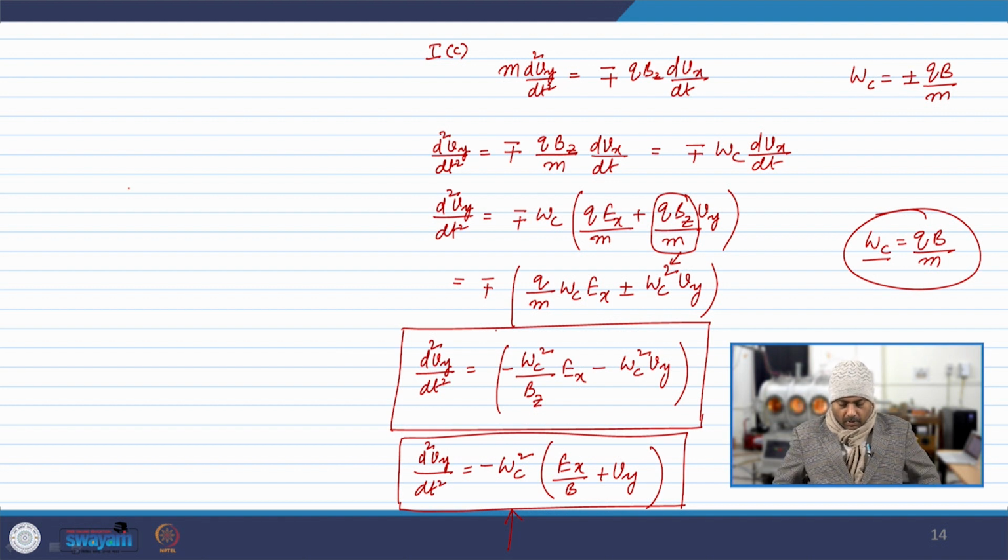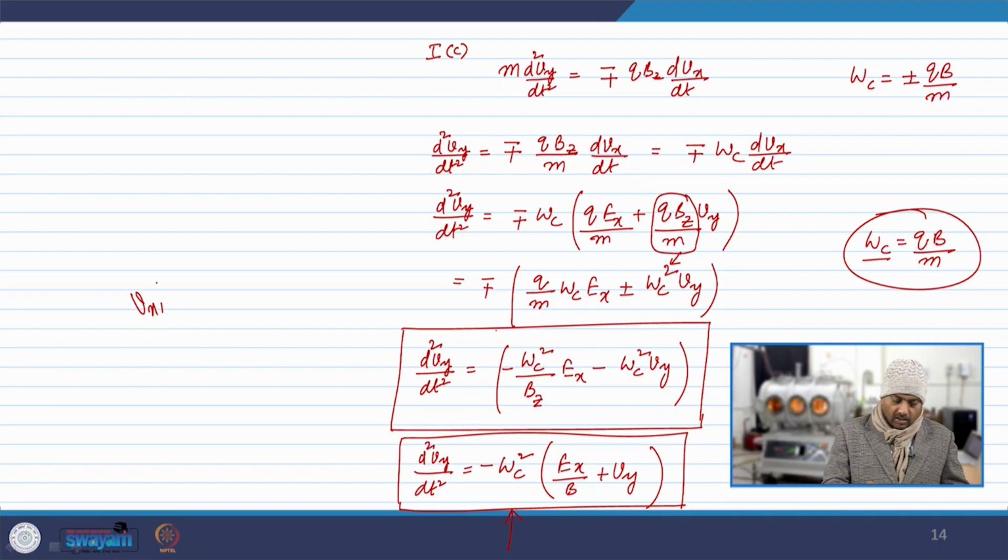So you see this factor Ex by B. You know Ex by B is in the units of velocity, right? We know that. So the velocity Vy is being added by an additional velocity which seems to be a function of the electric field and the magnetic field.